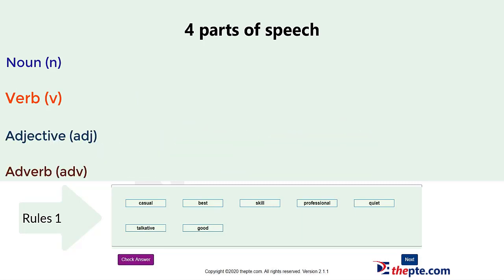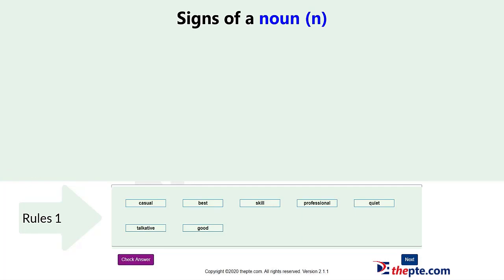Each of these parts of speech has a specific form or sign that lets you recognize them without necessarily knowing their meanings. Once you know these signs, then the test item would be a piece of cake for you. Okay, firstly, we'll start with signs of a noun. Most words that end in the following suffixes are nouns.